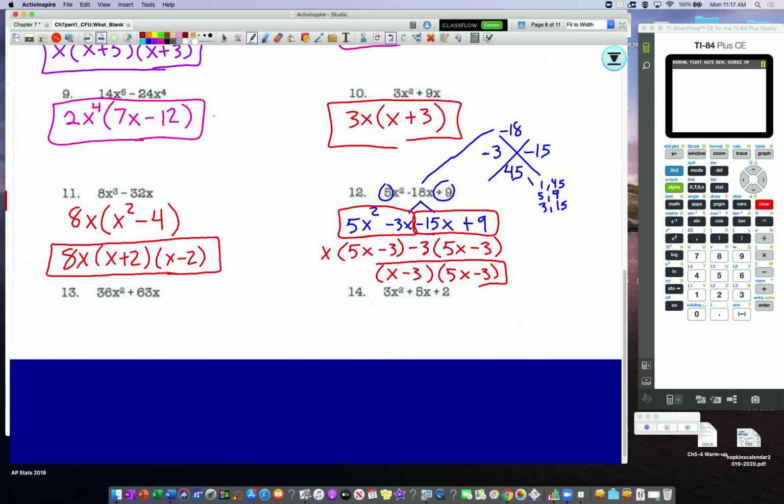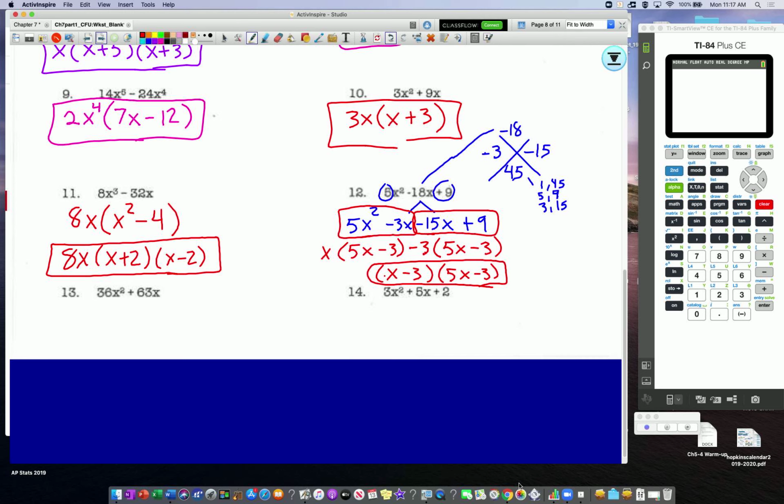Again, I can always FOIL this. X times 5x is 5x squared. I have minus 3x minus 15x. Notice how those values give me my negative 18x. Negative 3 times negative 3 is 9.